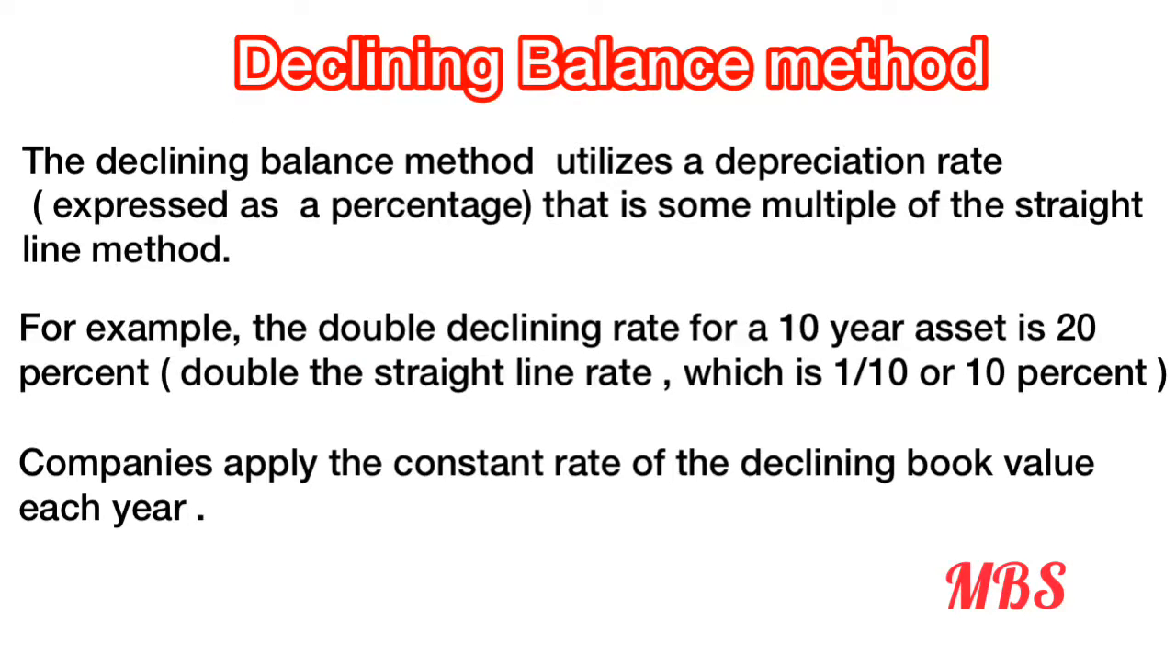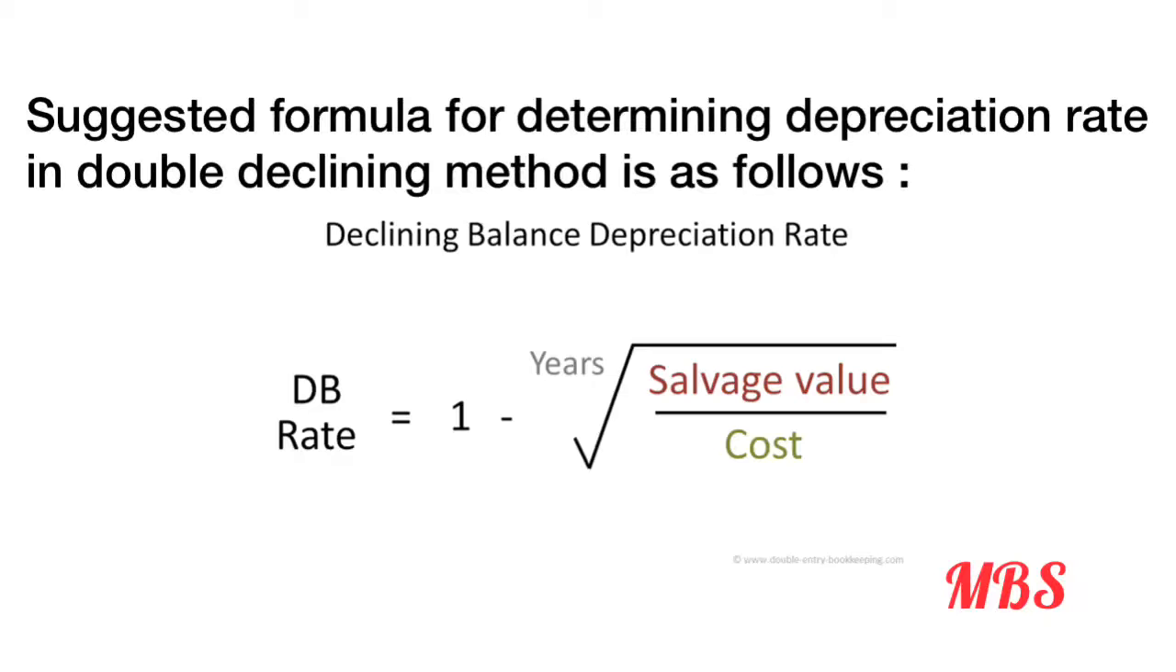Declining balance method. The declining balance method utilizes a depreciation rate expressed as a percentage that is some multiple of the straight line method. For example, the double declining rate for a 10-year asset is 20%. Companies apply the constant rate to the declining book value each year. The suggested formula for determining the depreciation rate in the double declining method is as follows.